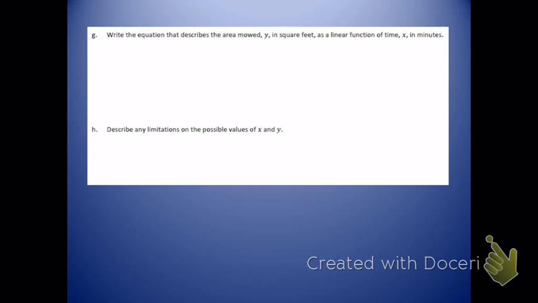You're asked in part G to write the equation, and since it is a constant rate and a proportional relationship, it's a really easy one to write. It's just her rate times the amount of time that she spends mowing. So y equals 7.2x. If she doesn't mow at all, if x is 0, then y is 0. So this is a proportional relationship.